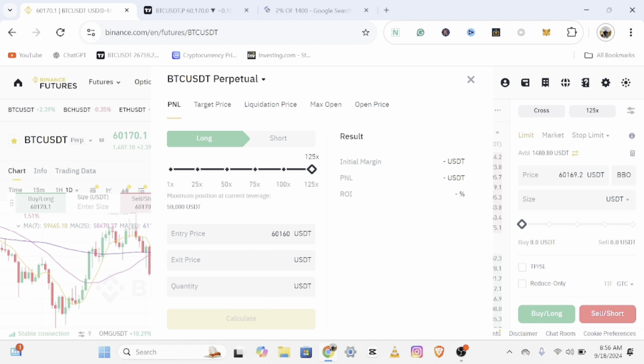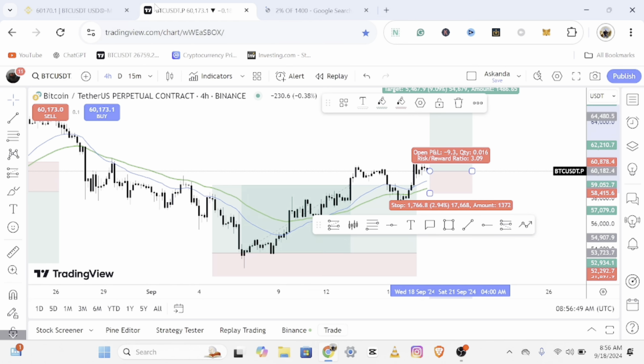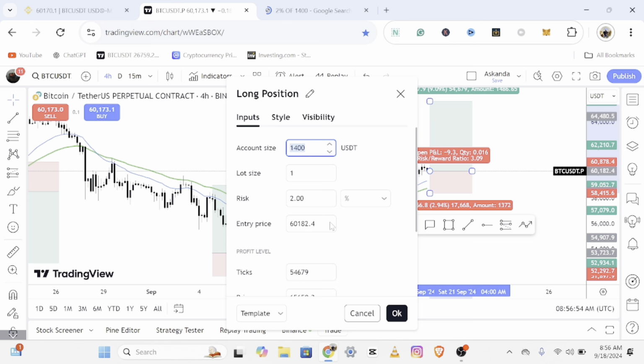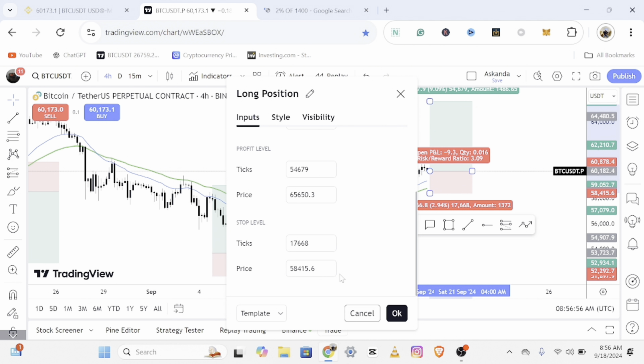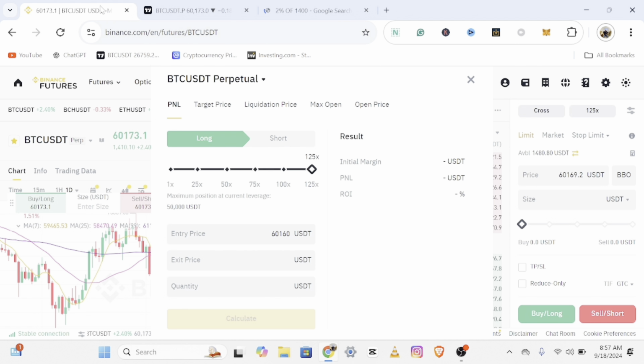Then we have our exit price. So this is where we want to exit when the market is not going well. So at first you need to calculate your stop loss. So we are going to calculate our stop loss now. So our stop loss is $58,400. So I can even scroll down, double click on the price prediction tool, just copy this number. So we have $58,415. So enter $58,415 here.